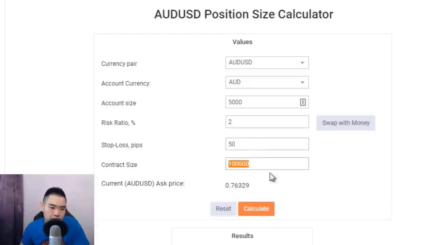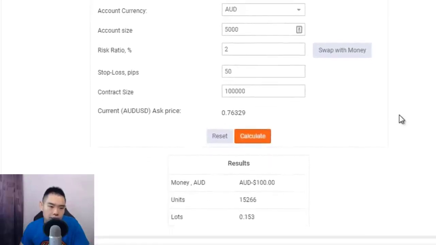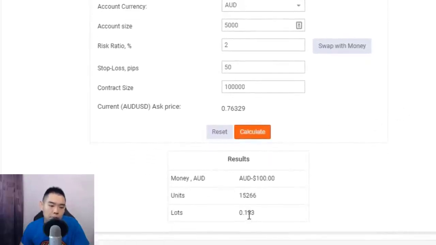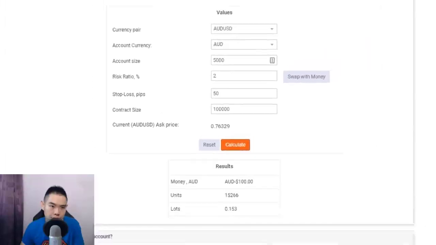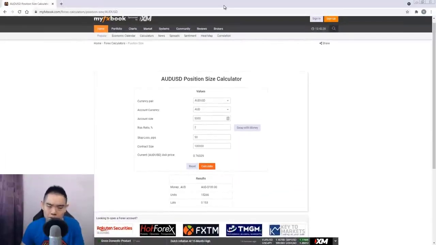Contract size again 100,000 units. So now the question is, how many units should you be trading such that if this trade goes against you and hits your 50 pip loss, the loss on this trade is only 2% of your account, 2% of this 5,000 Aussie dollars? Click calculate, and it tells you that you should only be trading 1.53 mini lots. Make sense? Don't worry, we'll talk more about position sizing and risk management with chart examples later on, but for now I just want you to know how to use this very useful calculator. Just Google it, there are many free ones available, and pick whichever you're comfortable with.